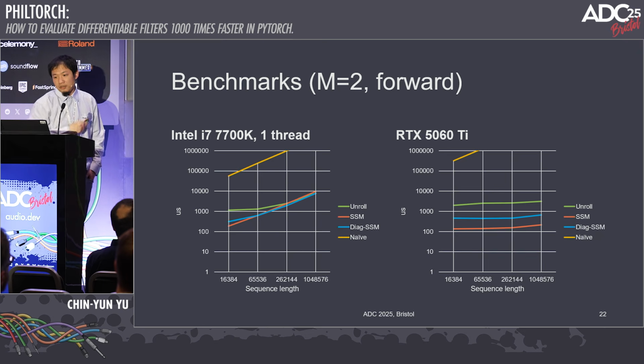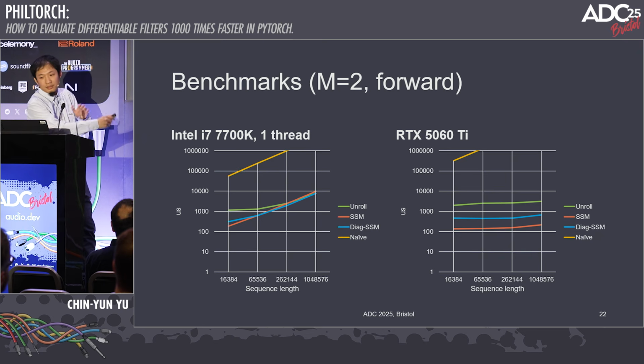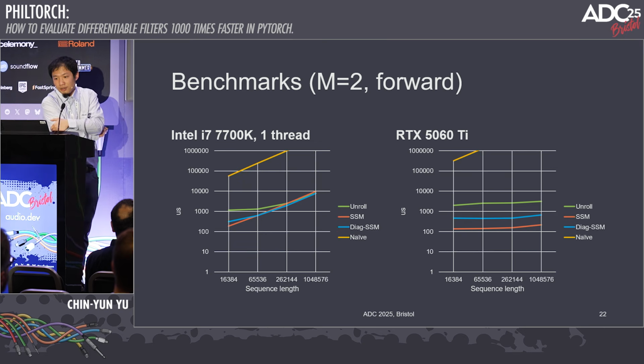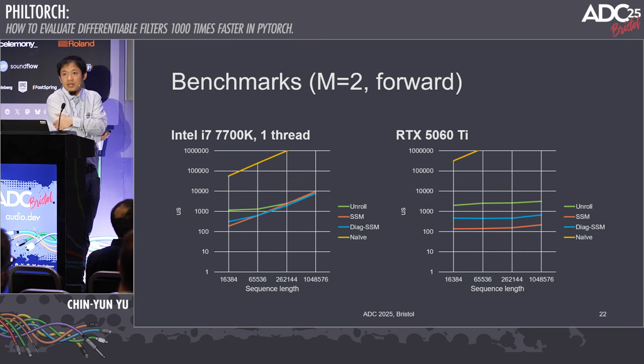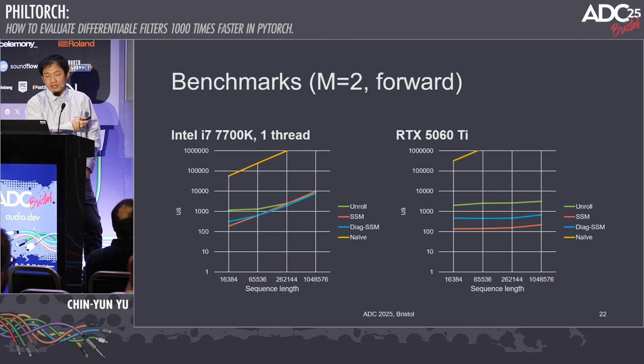And on the GPU, you can see that the difference is way bigger since we can leverage the super optimized parallel scan. And simple unrolling is around 10 times slower than SSM because of the PyTorch Python API and those overheads, but it's still super fast, way faster than the naive one. And this is for the forward computation.